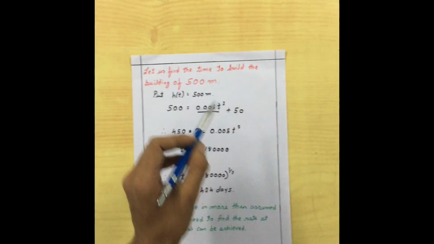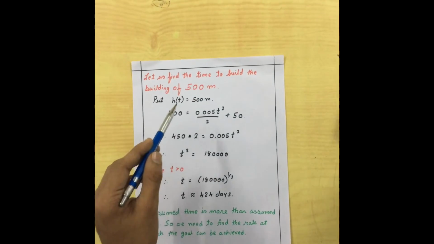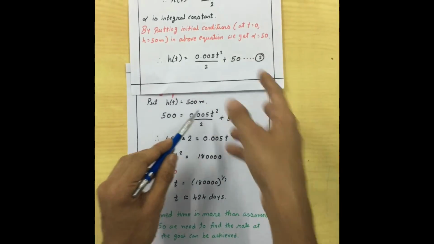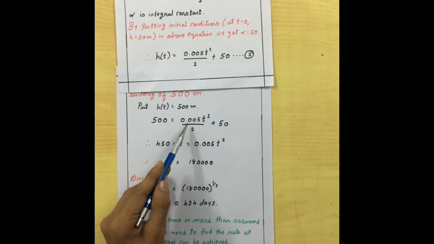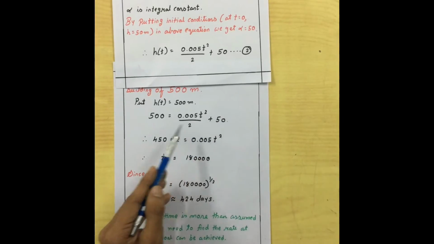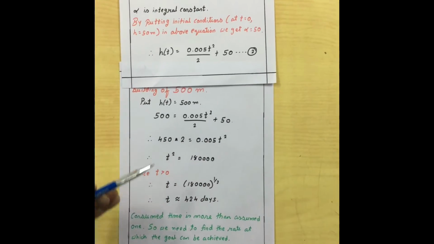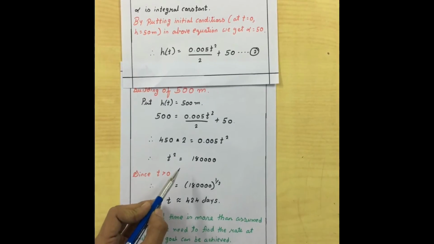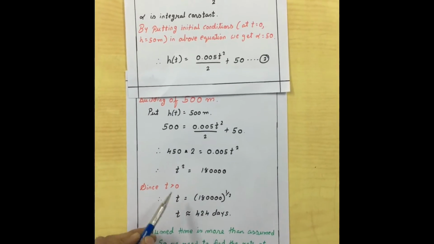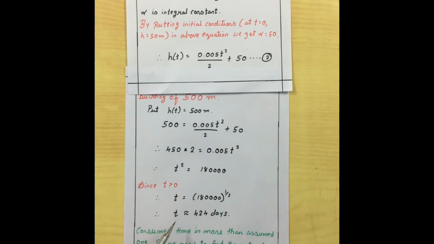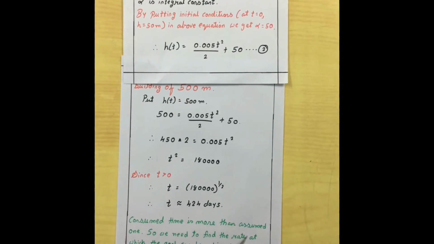Now let us find the time to build the building of 500 meters. By putting h of t equal to 500 meters in equation 2, we get 500 is equal to 0.005 t square by 2 plus 50, and on simplifying this equation we get t square is equal to 1,80,000. Now as time is always greater than 0, we arrive at an approximate time of 424 days.